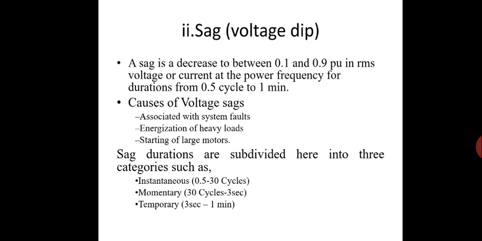So next one we see sag. Sag is the voltage dip. A sag is a decrease to between 0.1 to 0.92 per unit in RMS voltage or current at the power frequency for durations from 0.5 cycles to 1 minute. A sag is a decrease to between 0.1 to 0.92 per unit in RMS voltage or current at a power frequency for a duration from 0.5 cycles to 1 minute.